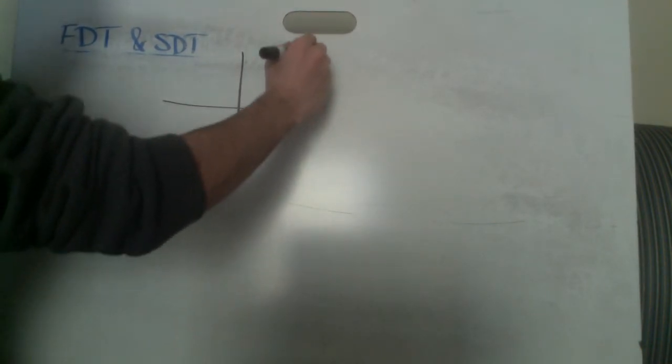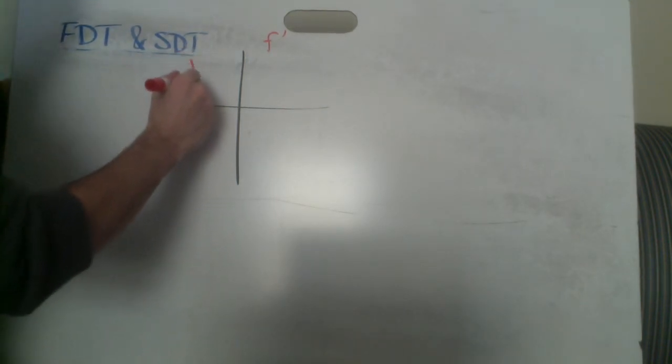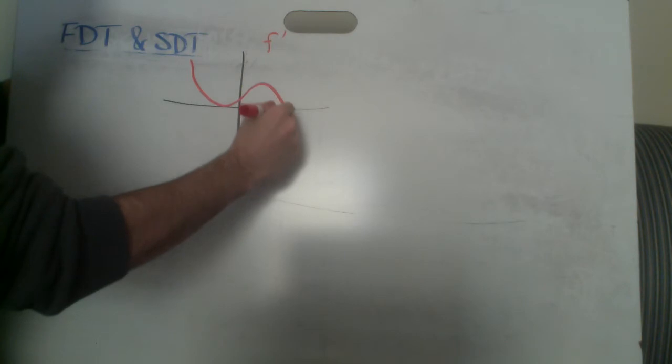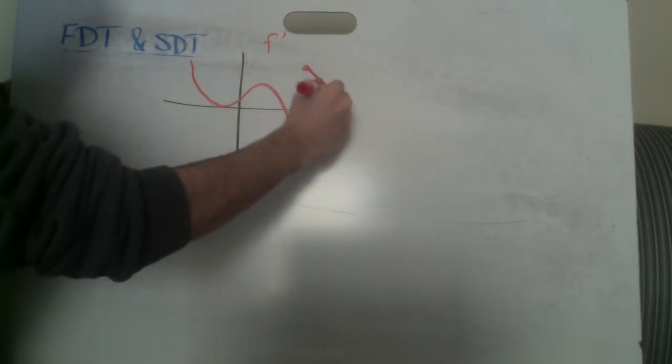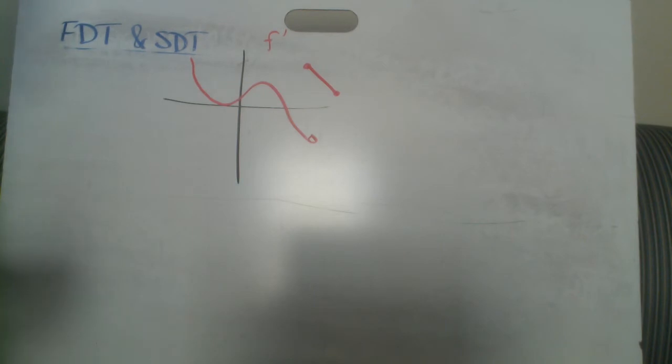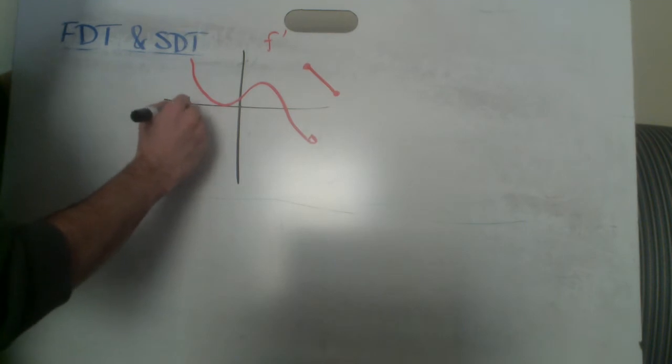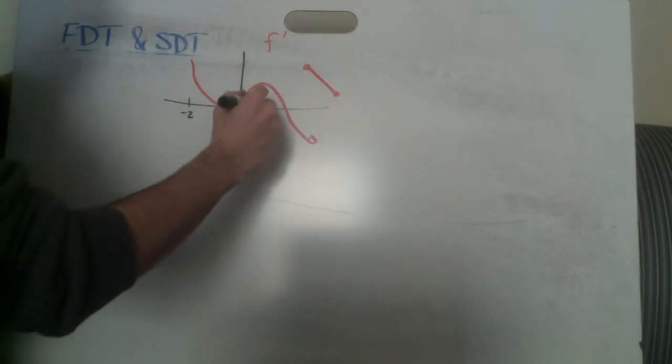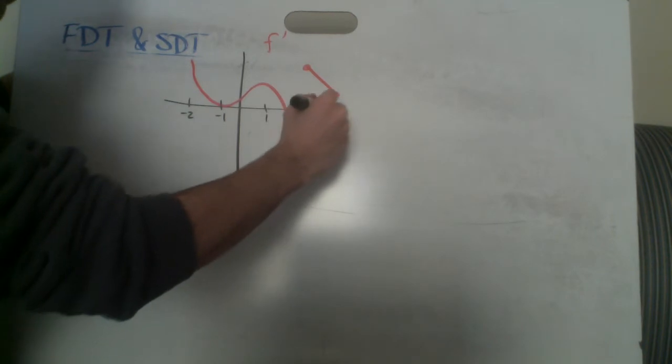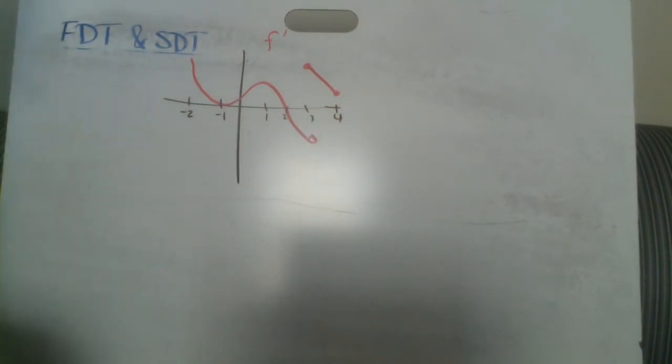So let's look at a graph. Here's a graph. I'm going to sketch a function for you, and that function's going to be f prime. And maybe it'll look something like this. Great. So there's my function. And let me label some x coordinates for you here. This will be -2, -1, 0, 1, 2, 3, and 4. Great. So my interval is from -2 to 4.